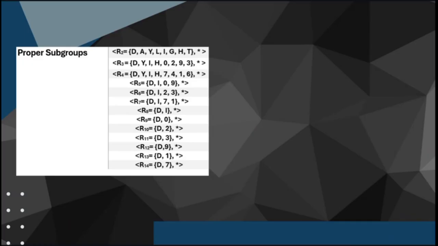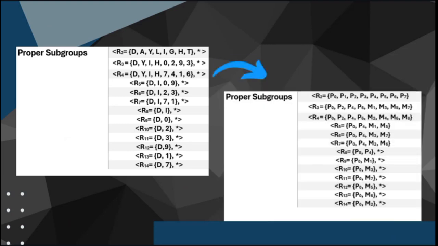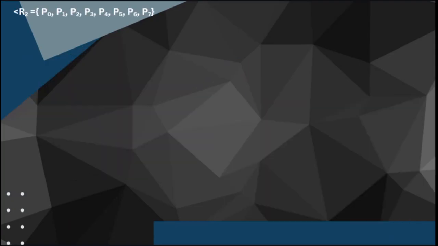Since we are dealing with cosets, our focus is on the proper subgroups of the table. As you can see in the given table, the following are the lists of those proper subgroups. Next is to change the elements for the permutation group. After changing the elements for the permutation group, we will identify the left and right cosets of the subgroups.